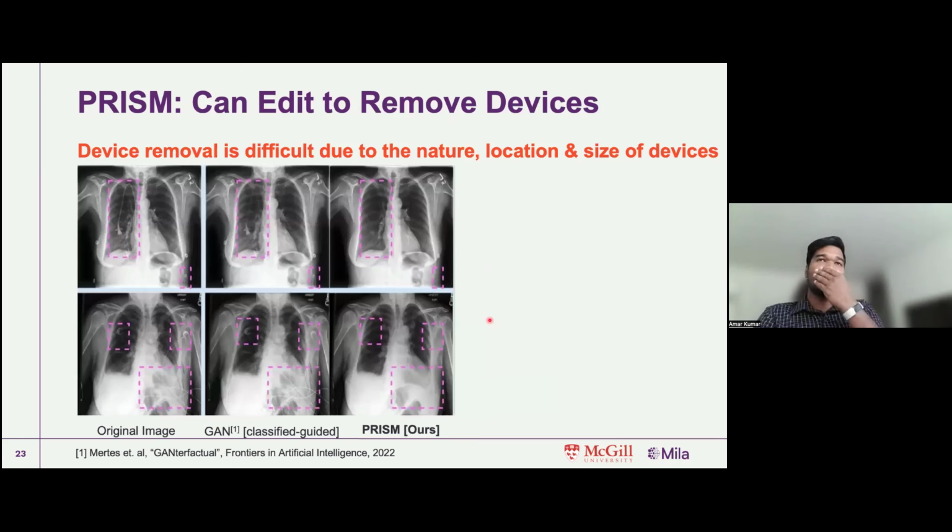So if we look at a few more examples, that how is it able to remove these devices, you can see a comparison with a GAN-based approach, which is also at lower resolution. It's almost at half resolution, 224 cross 224, which was previous state-of-the-art GAN-based method. And still it's unable to do these tasks of removing these fine-grained medical devices. However, here, which is our approach, you can see that these are removed just in one shot.